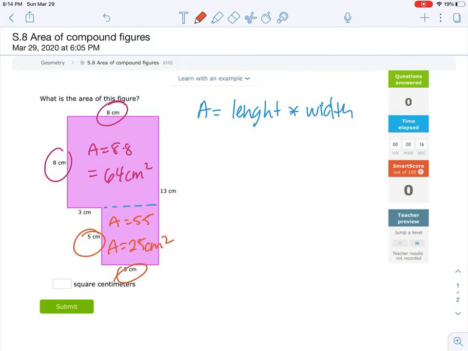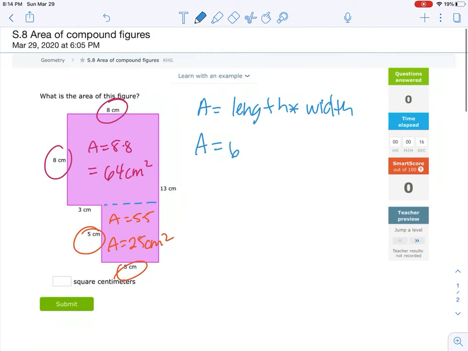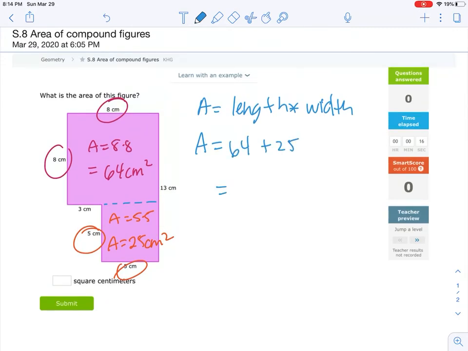Now again, before I type in my answer, I need to add these two values together. So the area is going to be 64 plus 25. So my final answer will be 89 square centimeters.